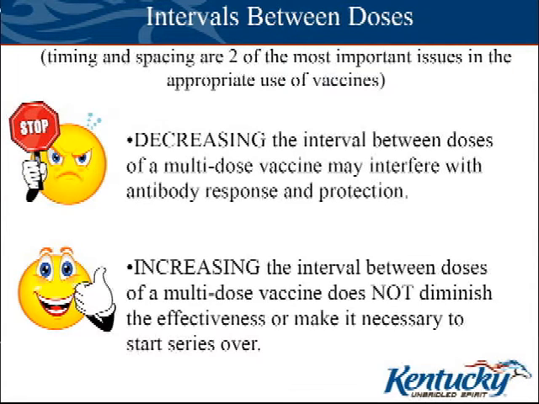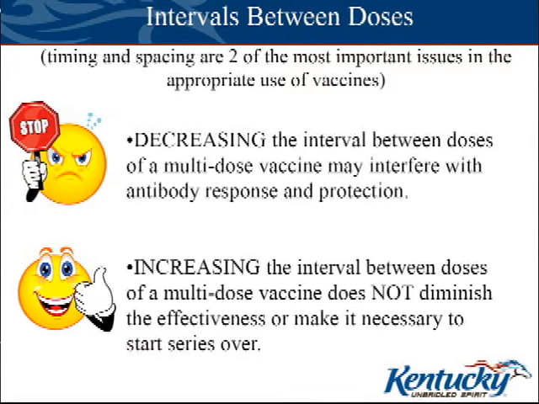The table also tells us the recommended interval between doses and the minimum interval between doses. So for example, it's recommended you wait an interval of 2 months between DTaP number 1 and dose number 2, but you can give dose number 2 at a 4-week minimum from dose number 1 and it still be considered a valid dose.